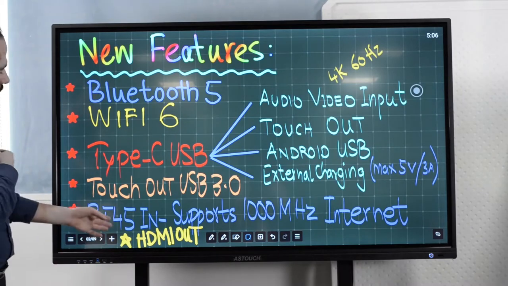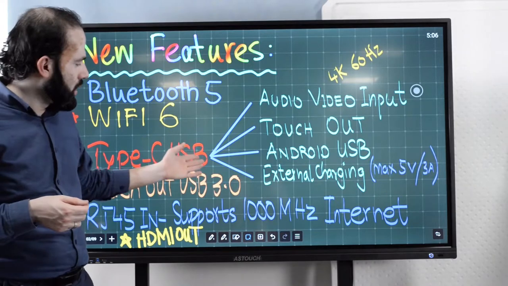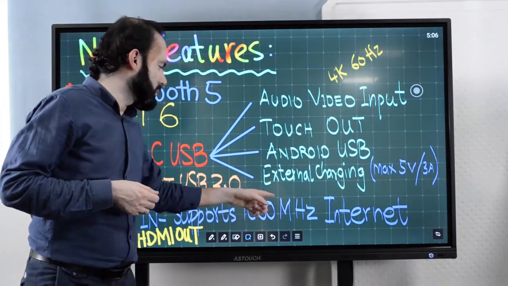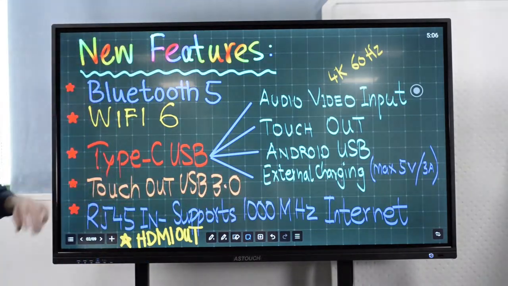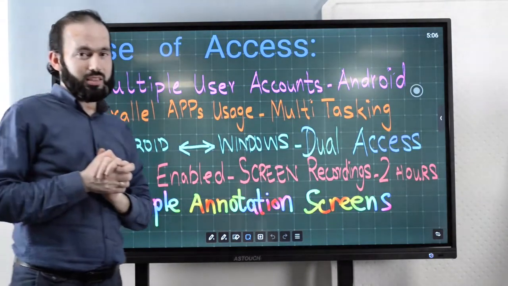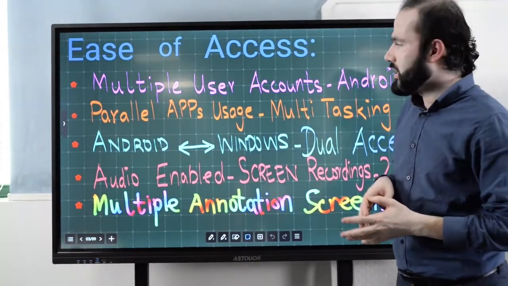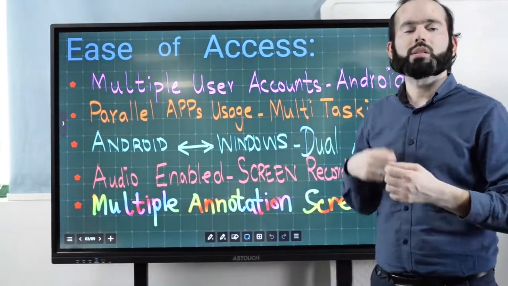Also, it has RJ45 in, which supports internet up to 1000 megahertz. Now, also it has HDMI out. The good thing about this device is it's very user friendly. So it has a lot of functions which make your work a lot easier.